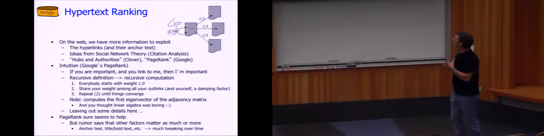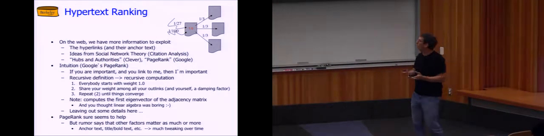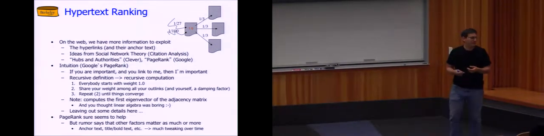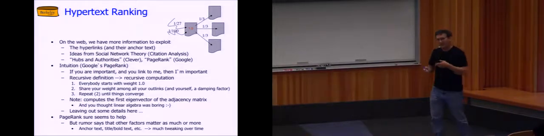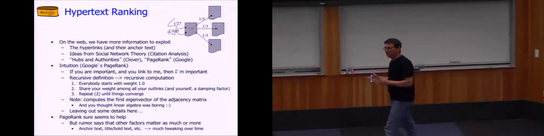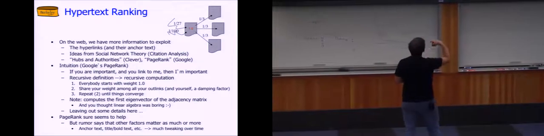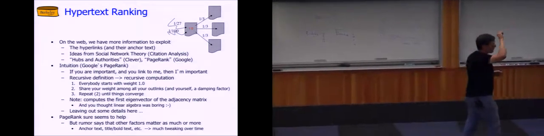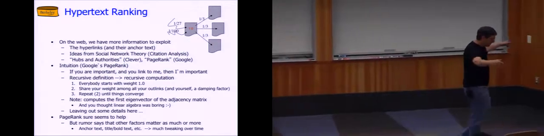If I'm important and I point to you, then you're important. Well, that's a recursive definition. Okay? So how do we know I'm important? You've got to bootstrap somewhere. So it's just a recursive computation. Everybody starts equally important, weight 1.0. And then what you do is you iteratively share your weight on your outbound links in rounds. So we start out, everybody's 1.0.